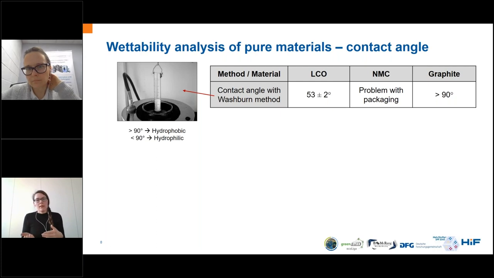And for the graphite, we can only say that we have a contact angle above 90 degrees. This is a slight drawback of the method, because in theory, everything below 90 degrees is hydrophilic, everything above 90 degrees is hydrophobic. And of course, with graphite, if there's no water uptake at all, you can only say it is hydrophobic and above 90 degrees, but you do not have an exact contact angle. So it could be 90 degrees, it could also be 150, we don't know.